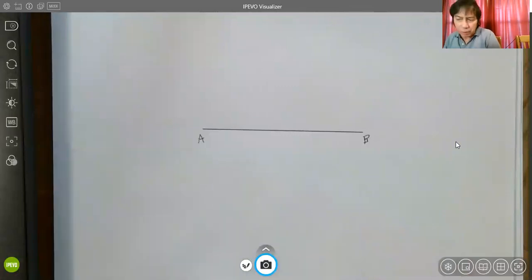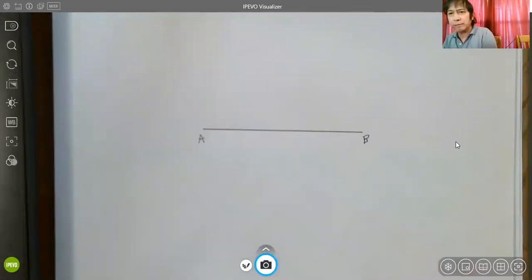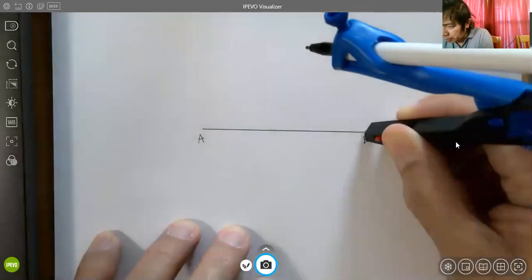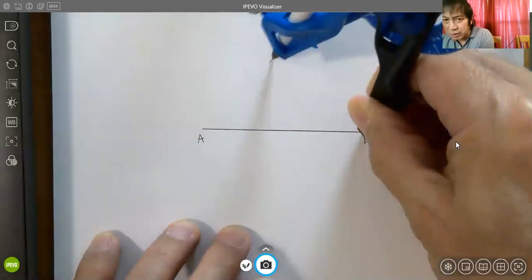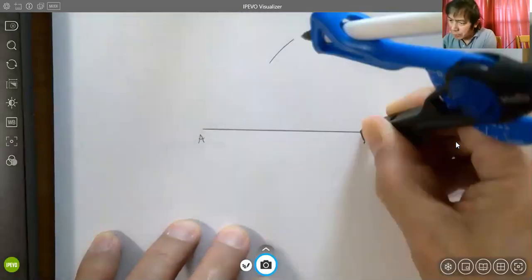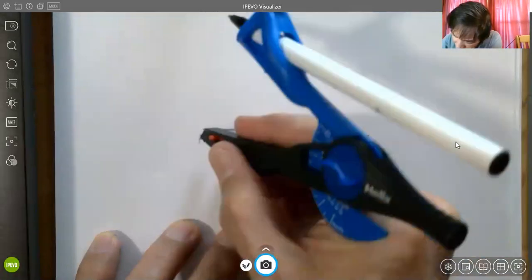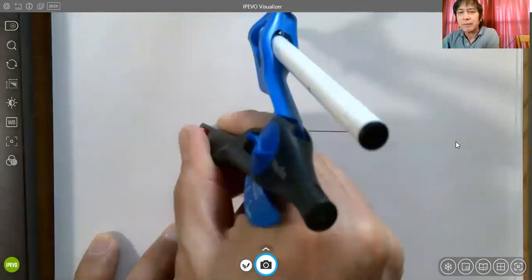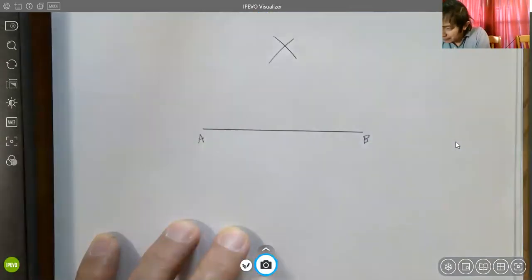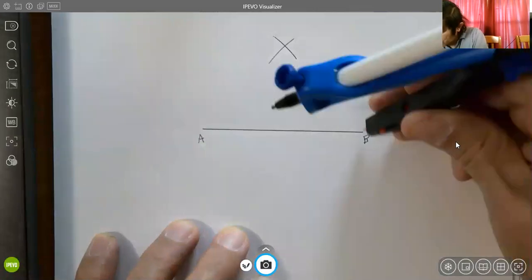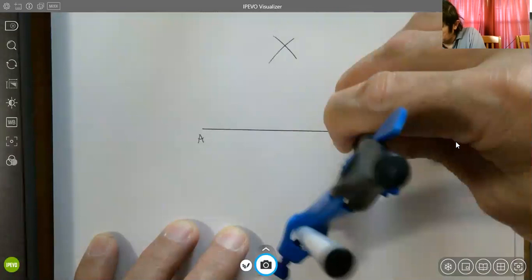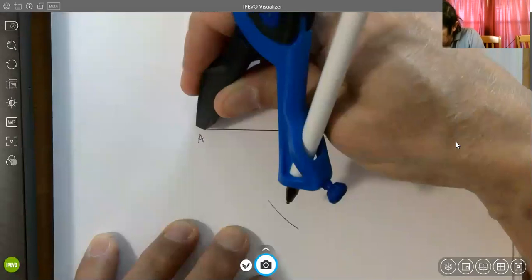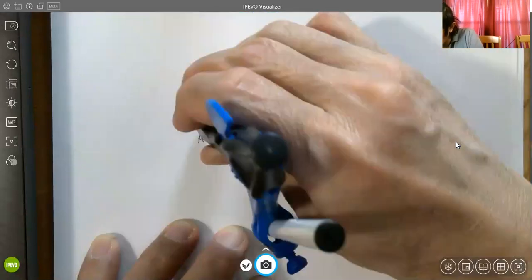Now we shall use point B as the center point of the compass and create an arc above this. Then go to the other endpoint, A, use this as the center point and draw another arc there. Go back to point B and make another arc below, and then go back to point A and make another arc intersecting the previous arc.